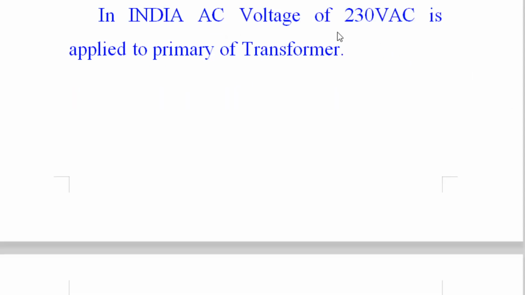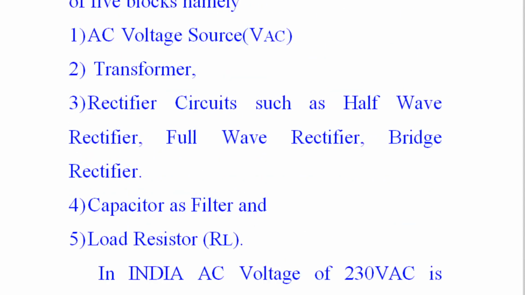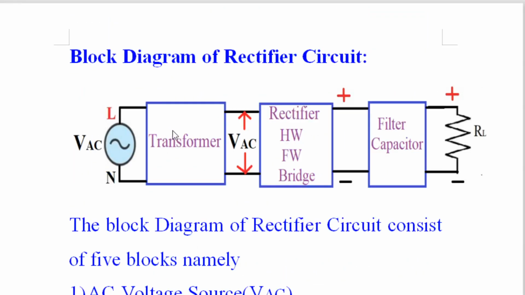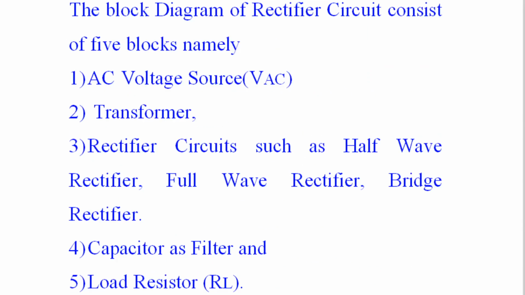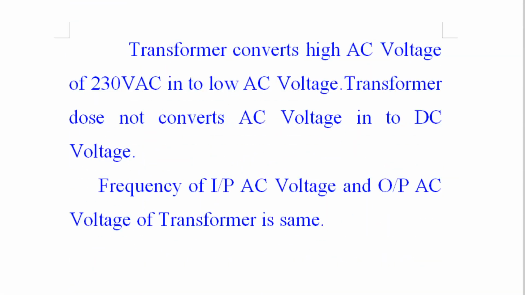In India, AC voltage is 230 volt AC, and it is applied to the primary of the transformer, live and neutral, 230 volt AC. The transformer converts high AC voltage of 230 volt AC into low AC voltage. So this is the job of the transformer in the laboratory rectifier circuits which we are using.